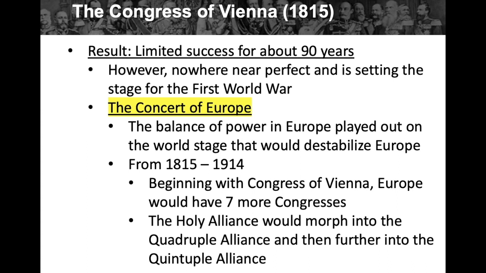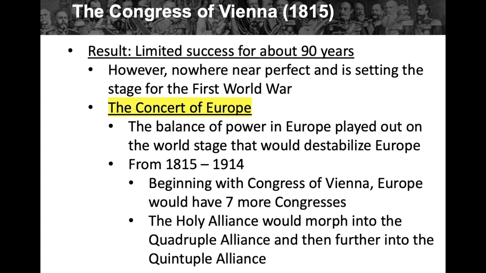So the whole point of this was to stabilize Europe under monarchies, but as the 90 years go by, there's all kinds of events taking place throughout the world, and a lot of it rooted in Europe, and these power plays are being made in an attempt to stabilize Europe, but in the end, all it does is destabilize Europe because it aligns the treaties that will start the First World War. From 1815 to 1914 is the Concert of Europe. Beginning with the Congress of Vienna, Europe would have 7 more congresses, and they all have their own names. We don't need to worry about that, but there's going to be 7 more congresses. Again, all to stabilize Europe, but in the end, it destabilizes it.